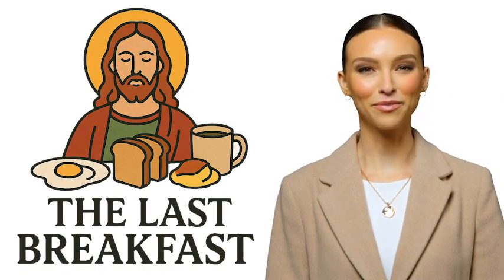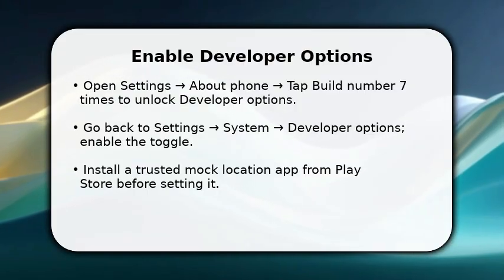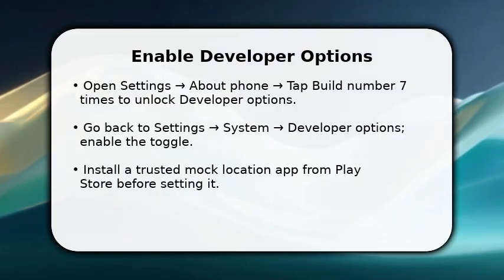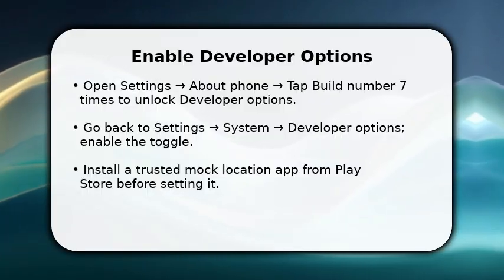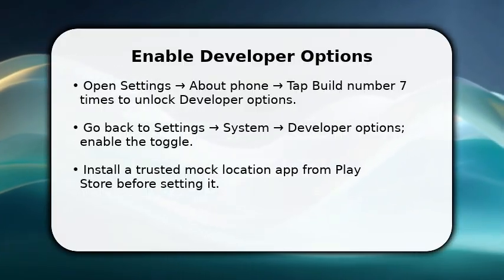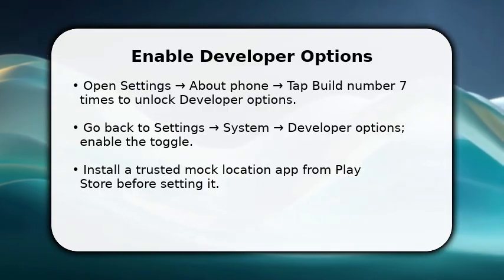Please enjoy the video. You start by enabling developer options because Android hides the mock location control by default. Tap build number 7 times in About Phone. Once done, return to System Settings and open Developer Options.